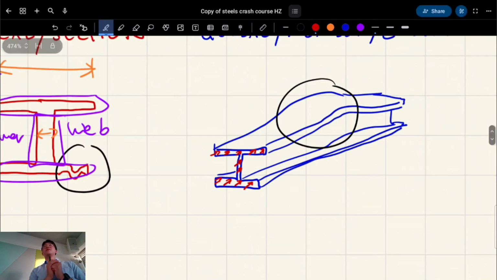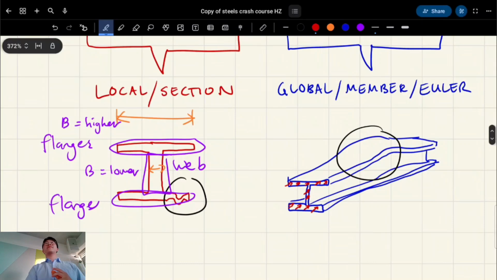Okay, do you think webs or flanges are more susceptible to buckling? Would they be the same, if they're the same thickness? Wouldn't they be susceptible to the same amount? There's certain areas which aren't as susceptible to buckling, to local buckling, in this section that you can see. Are there certain regions where it's more susceptible?